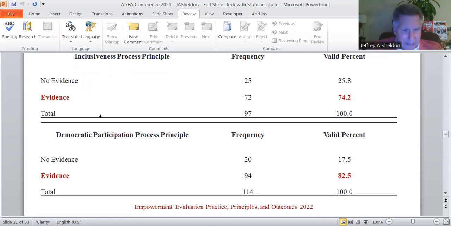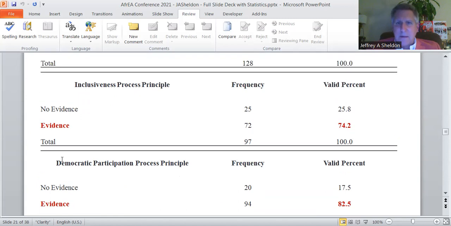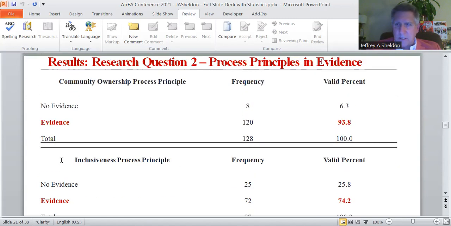82.5% indicated that the democratic participation process principle was, in fact, in place, that was manifested, which makes sense. I mean, it's kind of hard to know how community ownership manifests itself, or how inclusive it manifests itself.